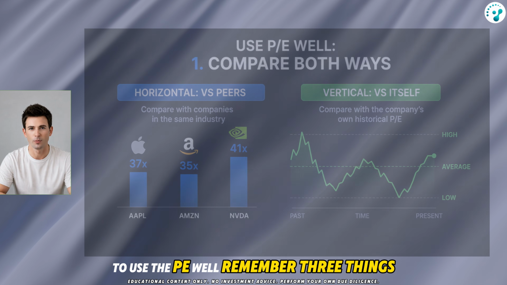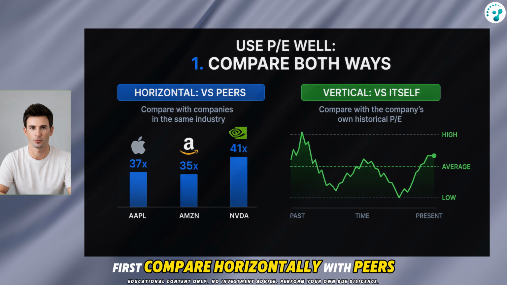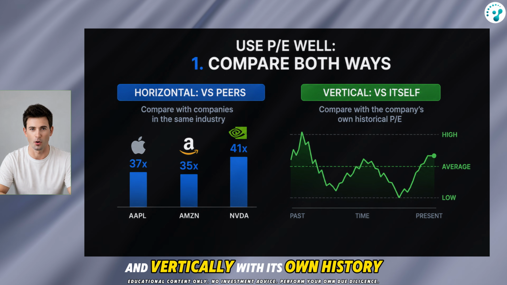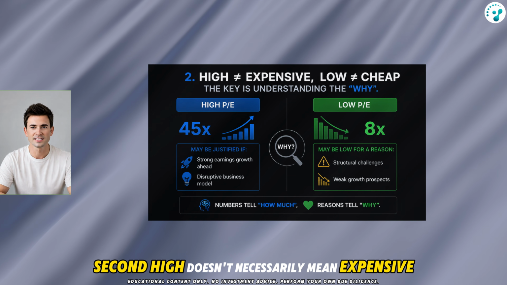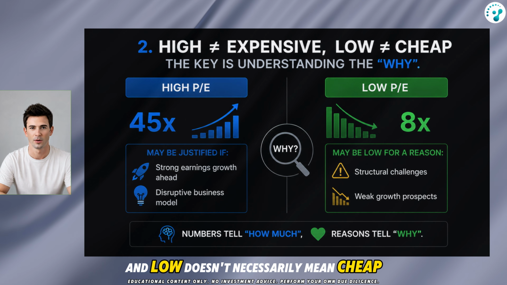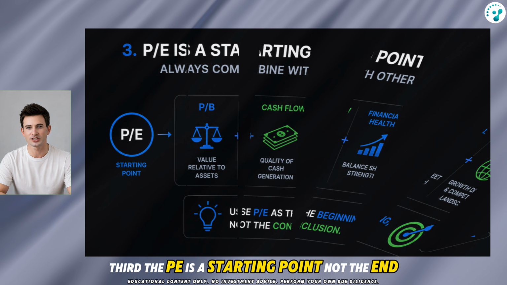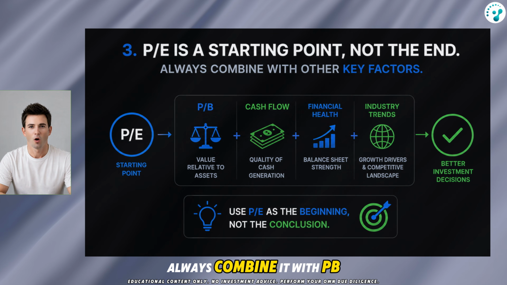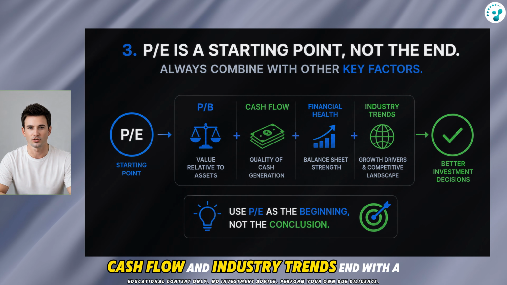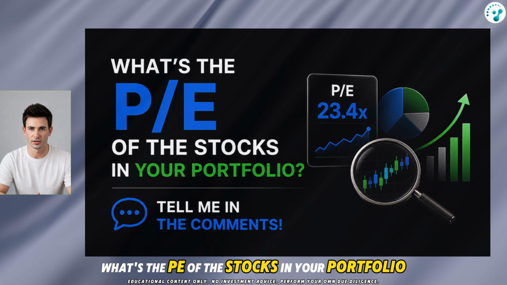To use the PE well, remember 3 things. First, compare horizontally with peers and vertically with its own history. Second, high doesn't necessarily mean expensive, and low doesn't necessarily mean cheap. The key is understanding the why. Third, the PE is a starting point, not the end. Always combine it with PB, cash flow, and industry trends. End with a question. What's the PE of the stocks in your portfolio?